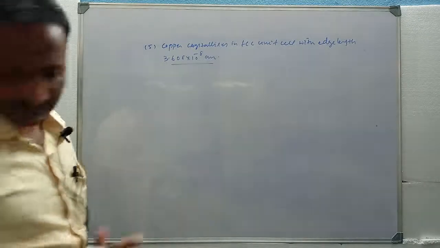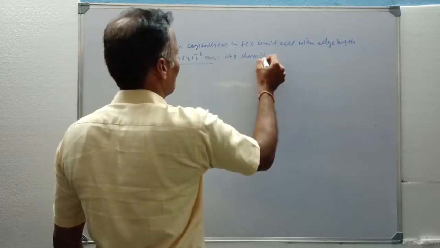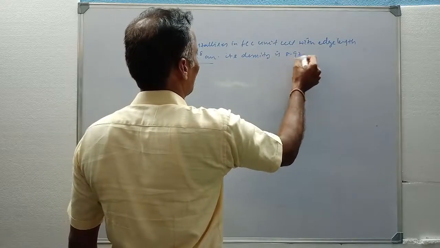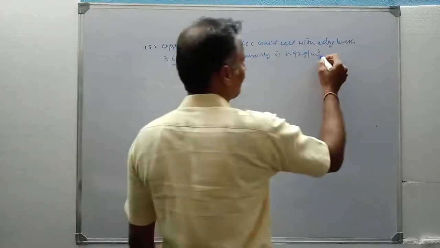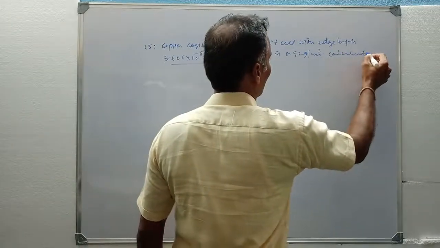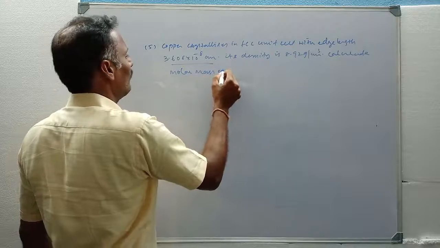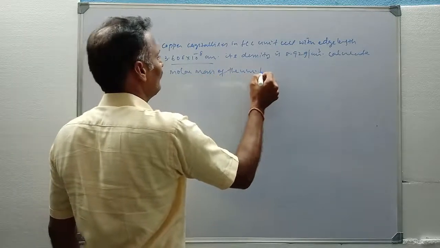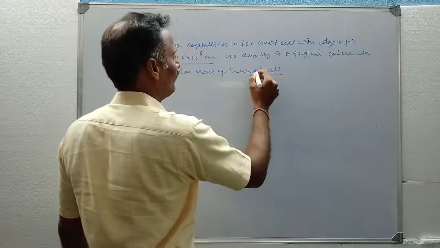Its density is 8.92 gram per cm cube. Calculate the molar mass of the unit cell.